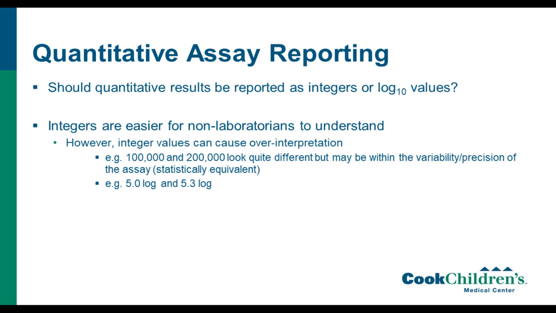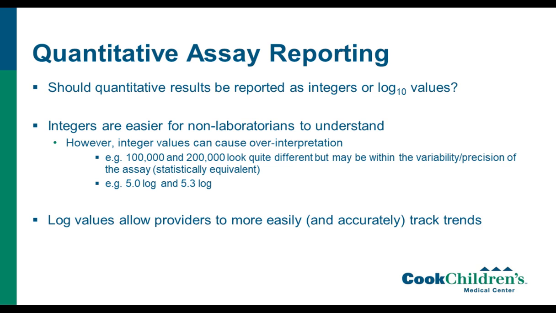It looks like you've doubled your viral load, but depending on the specific assay, that may actually be within the variability or the precision of the assay. It may actually be statistically equivalent and not different. But the physician will likely look at that and think that the viral load is increasing. And I've given logs values where, yes, it looks like it's going from 5.0 to 5.3, but you could potentially give them more guidance on how to interpret a log value.